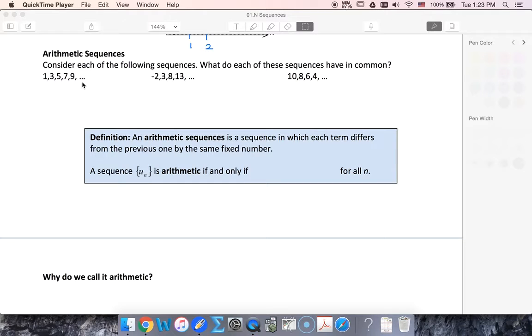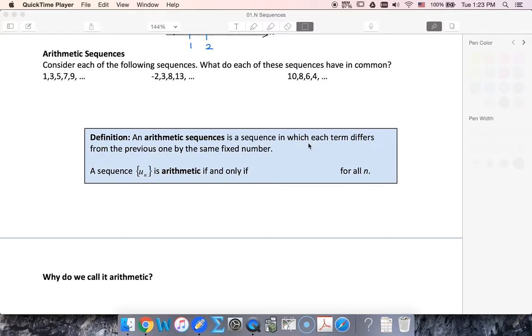All right, now we're going to be looking specifically at an arithmetic sequence. Each of these three sequences represents a different example of an arithmetic sequence. Look at those and look for a pattern. Hopefully what you've noticed is that they're always increasing or decreasing by a fixed amount, and that is our definition of an arithmetic sequence.